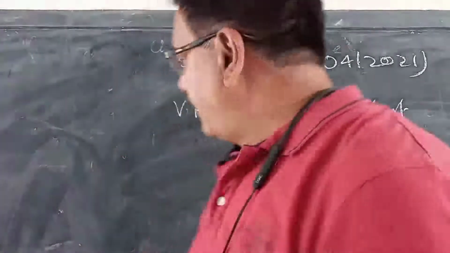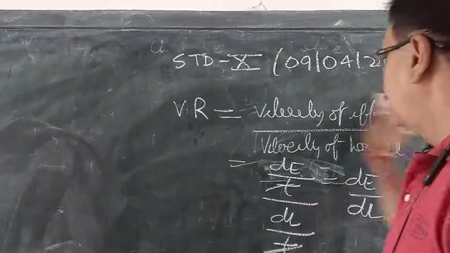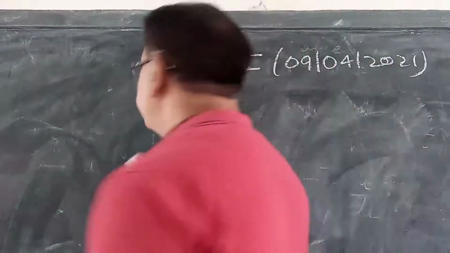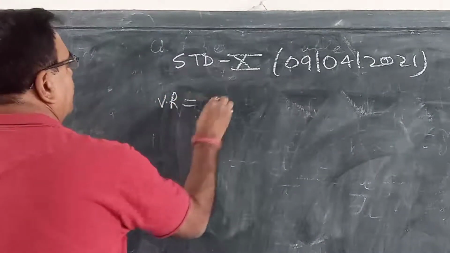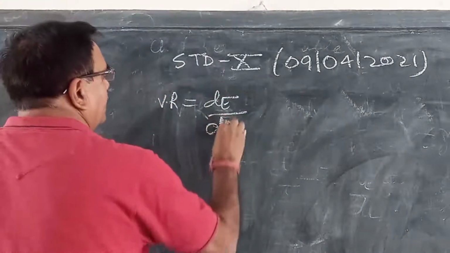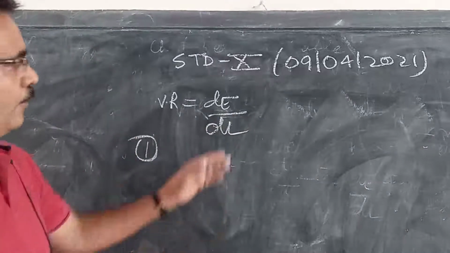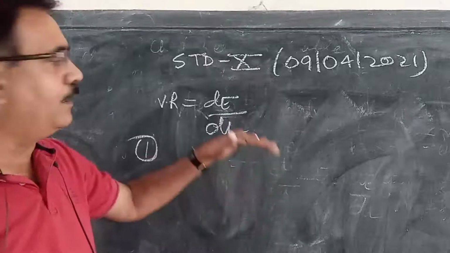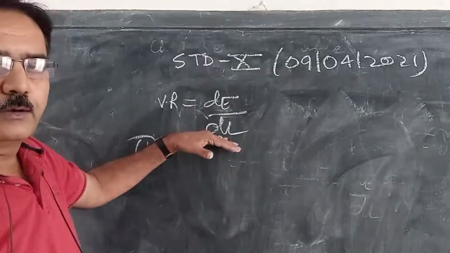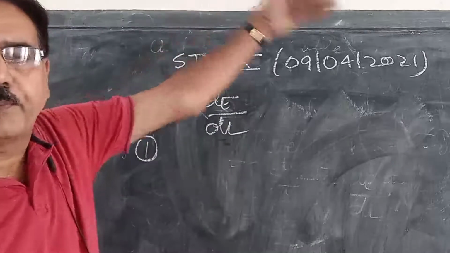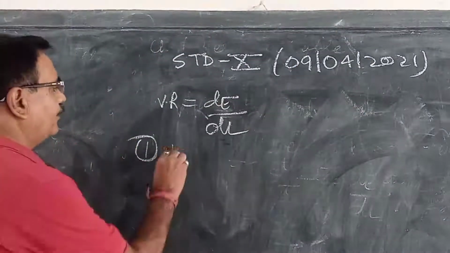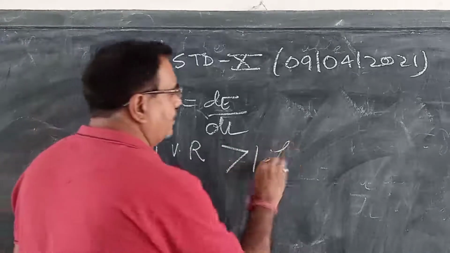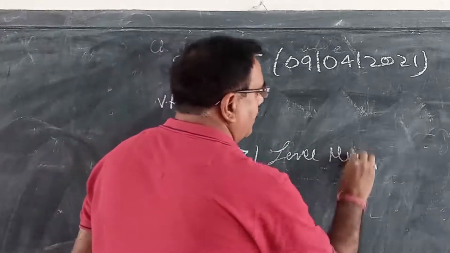This is the definition. Now again in velocity ratio, there are 3 conditions. Velocity ratio is equal to d by dl. First case, when the distance moved by the load is less than the distance moved by the effort. In this case, velocity ratio will be greater than 1 and it is known as force multiplier.